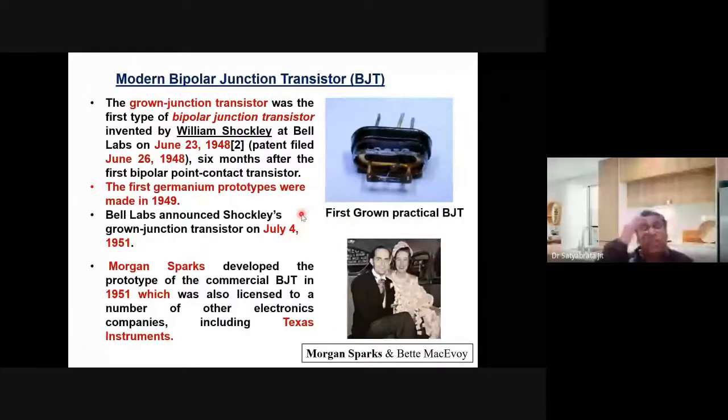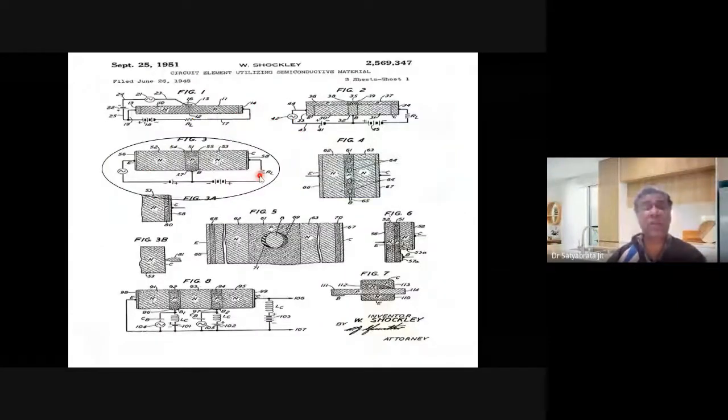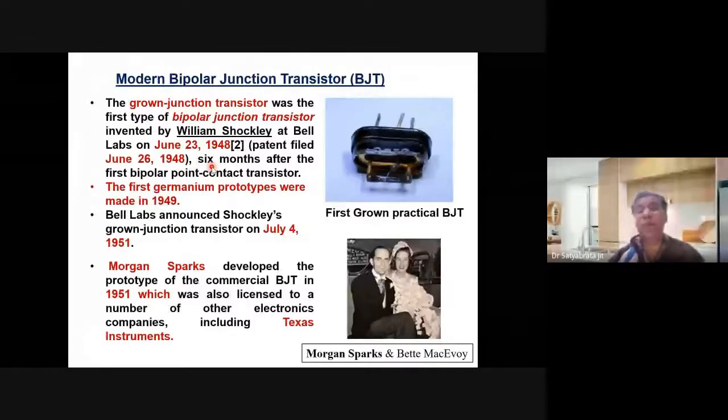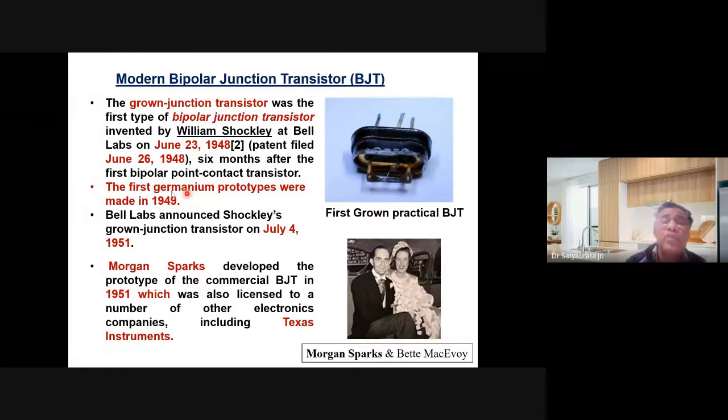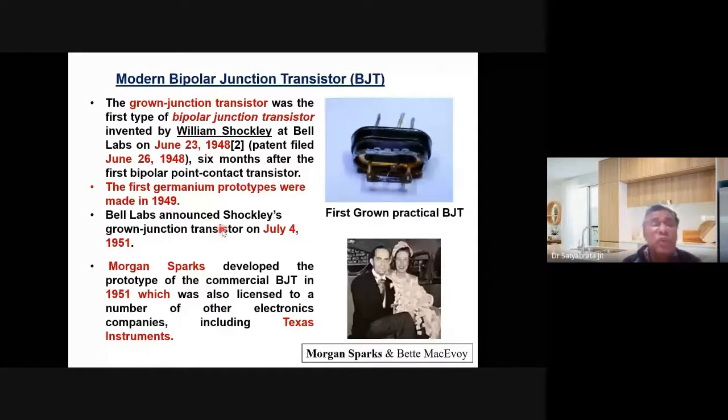So now in this process, what was there? Based on this concept, a grown junction transistor was fabricated, that is on June 23rd, 1948, right? So in this case, by using germanium, the first prototype was made in 1949. Here the point contact transistor was there, but the first BJT based on germanium was fabricated in 1949. Now Bell Labs announced Shockley's grown junction transistor on July 4, 1951.